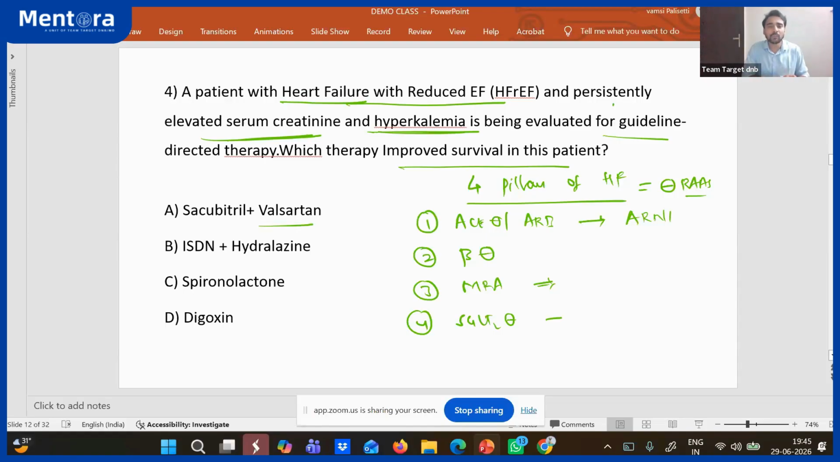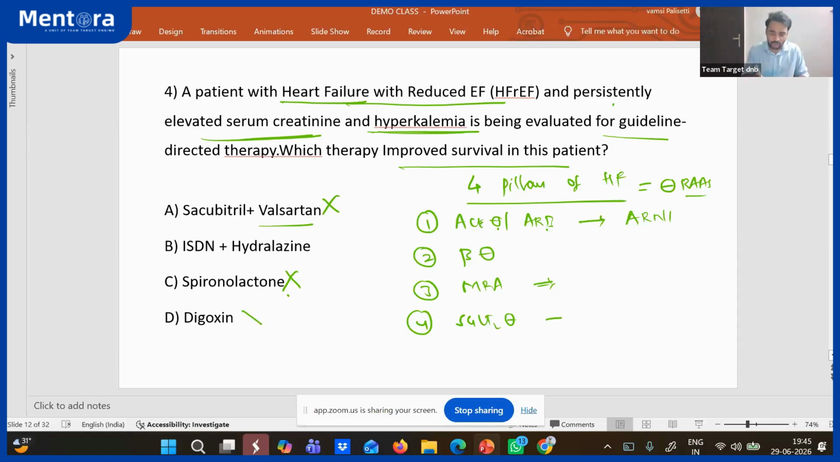Can you give this drug to a patient who is having elevated serum creatinine and hyperkalemia? No, because ACE inhibitors and ARBs cause hyperkalemia. You cannot give this drug. Similarly, spironolactone is a potassium sparing therapy. Again, it causes hyperkalemia. Again, you cannot give this drug.